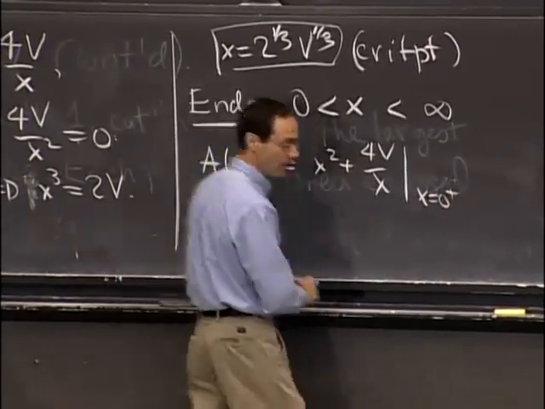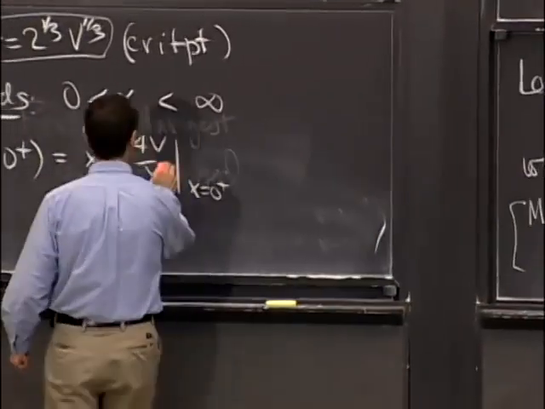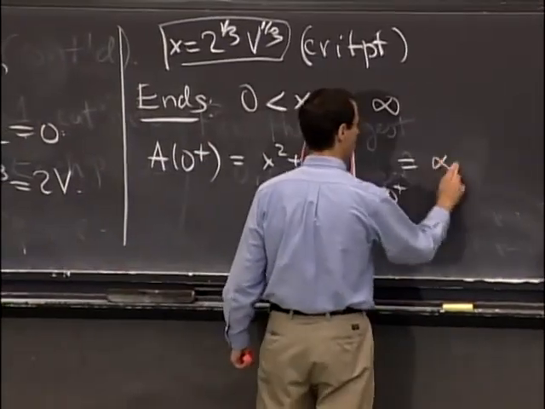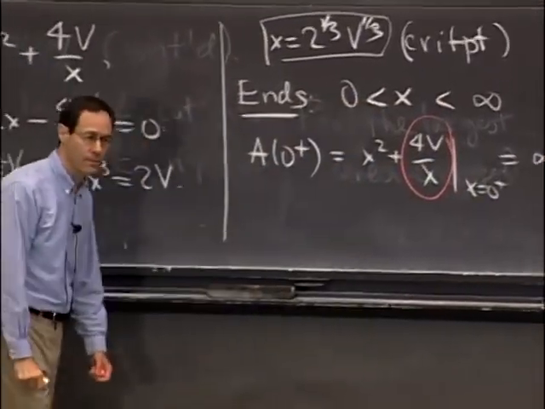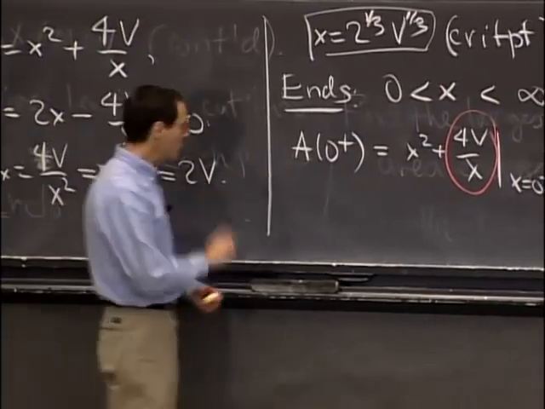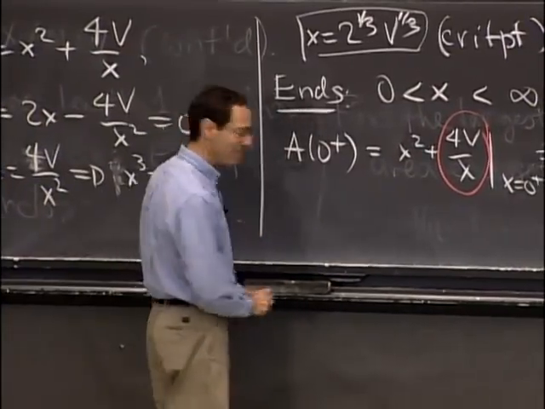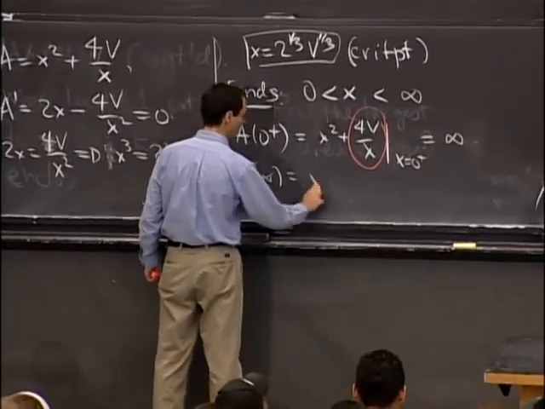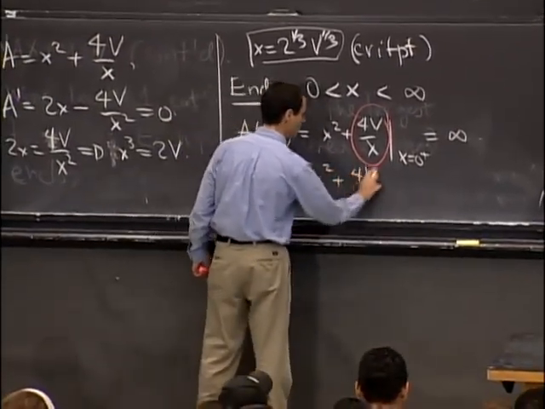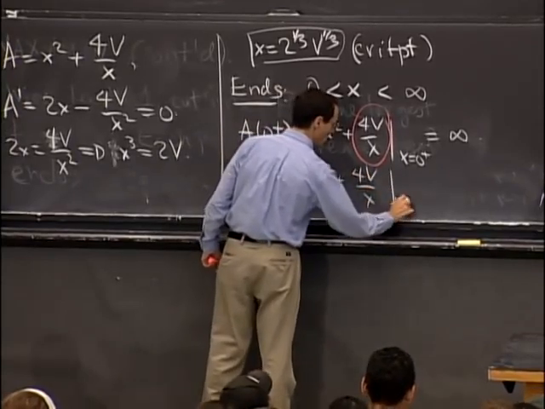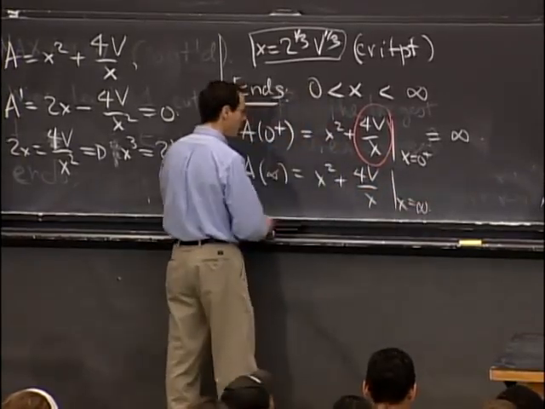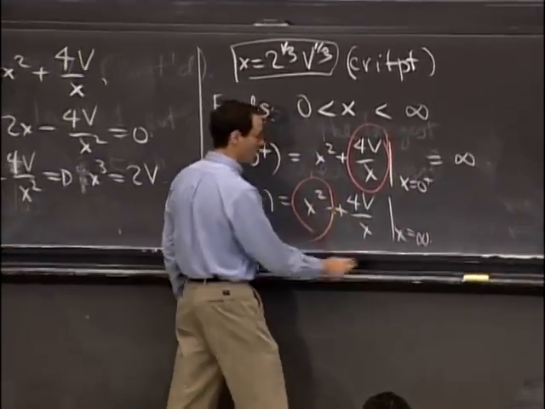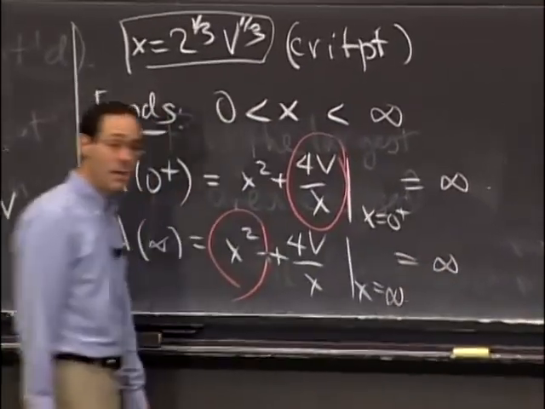Notice right here, this is going to infinity, all right? So this is infinite. So that turns out to be a bad box. All right, let's take a look at the other end. So this is x squared plus 4v over x, x going to infinity. And again, this term here means that this thing is infinite.